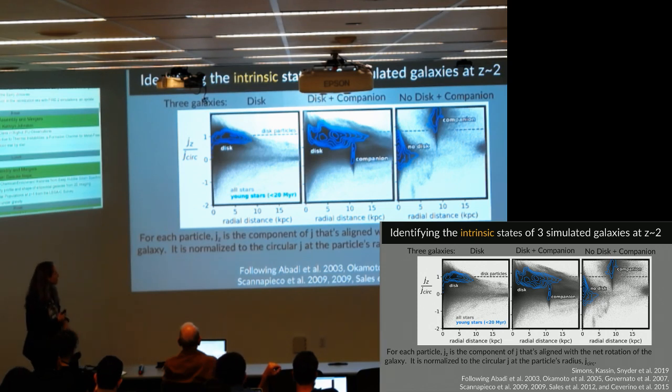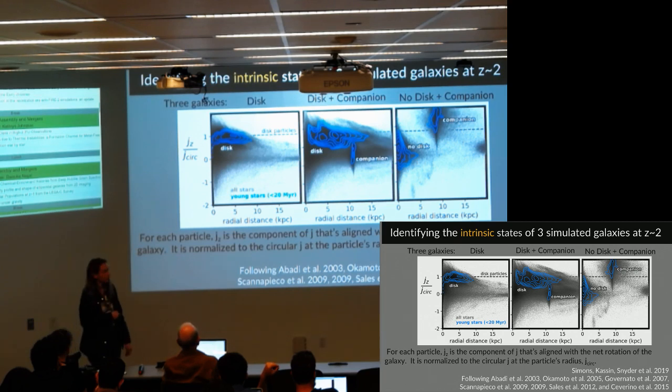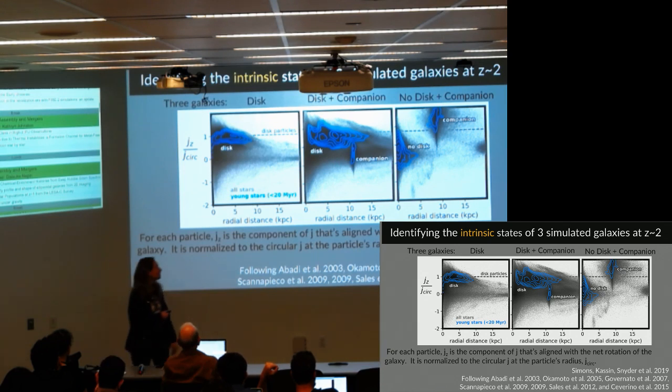Raymond actually ran segmentation maps on this, and for this galaxy was able to identify the young stars in a disk up here. So we call this a disk galaxy. For this galaxy, we have young stars in a disk and a nearby companion. We call this a disk and a companion. And then here we have no disk, with a pile-up around a value of 0, plus a companion.